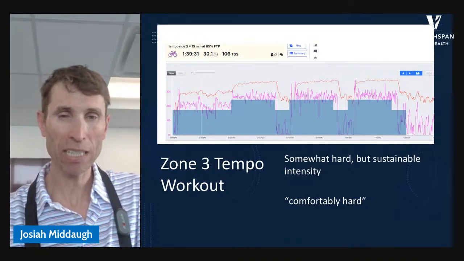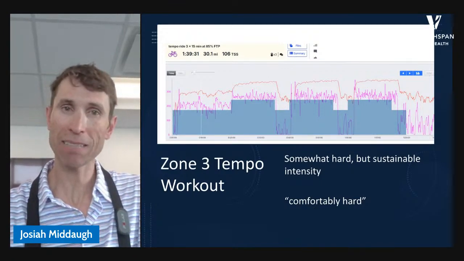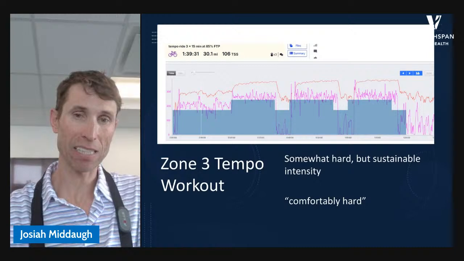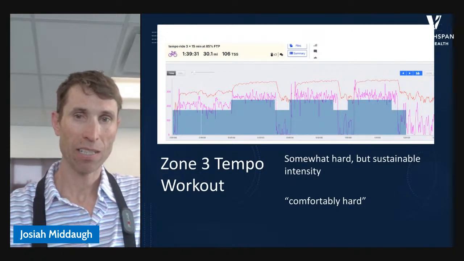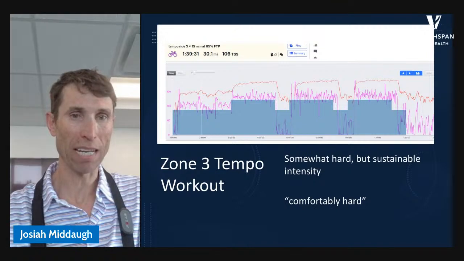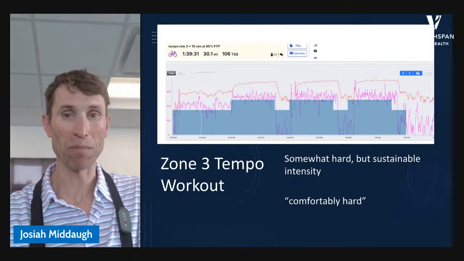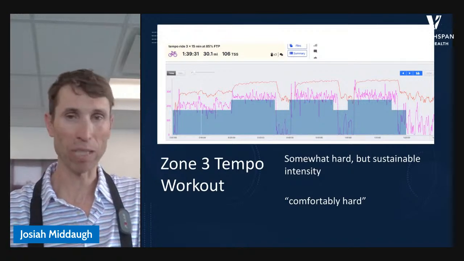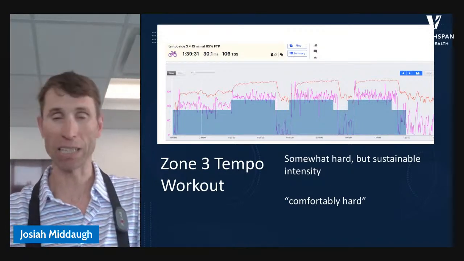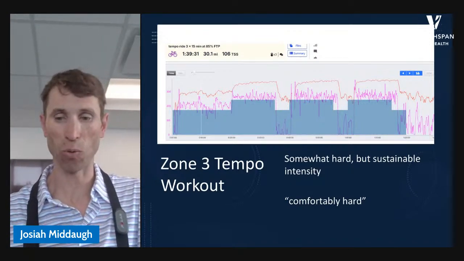So again, zone 3 is sustainable for a long period of time, but not indefinitely. You could see how eventually they're probably starting to touch the very bottom of zone 4 by the end of these 15-minute bouts. And if they went a little too hard, then they'd be into zone 4 for too long, and we'd probably quantify that as a zone 4 workout.